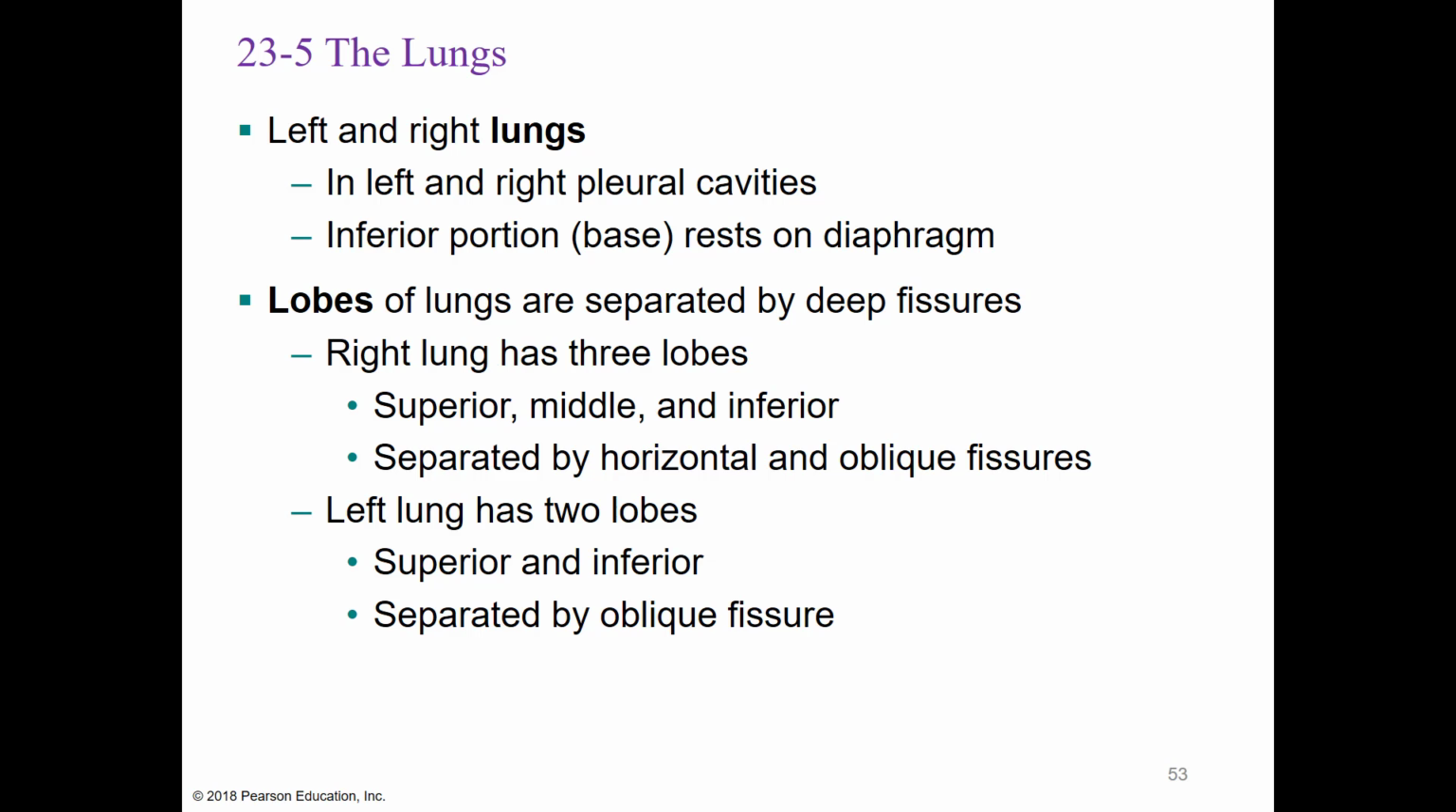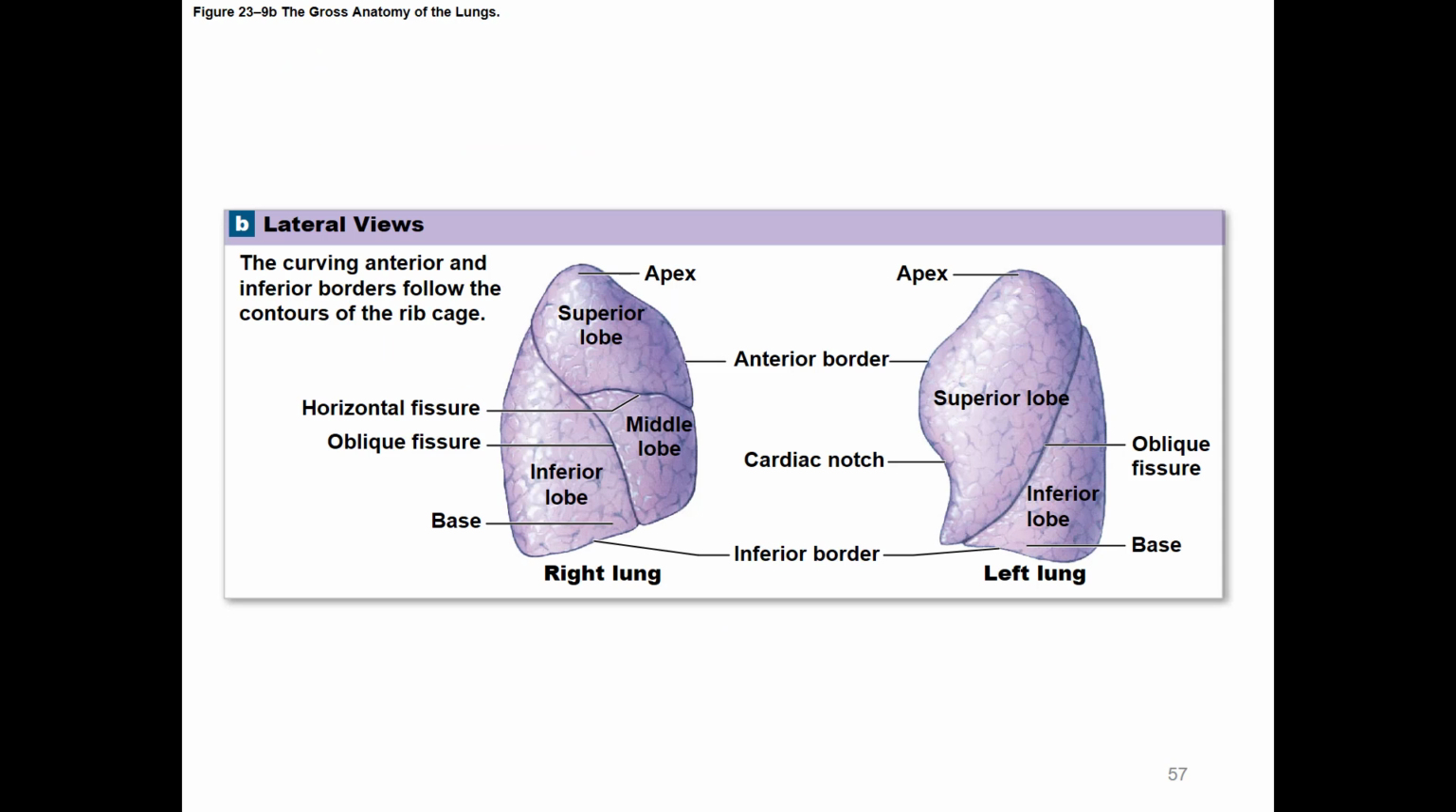So let's take a look at that. So here's our left lung. 2 lobes, superior and inferior. There's our oblique fissure. Here's the right lung, superior, middle, and inferior lobe, separated by a horizontal and oblique fissure.